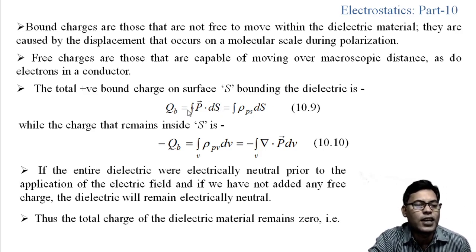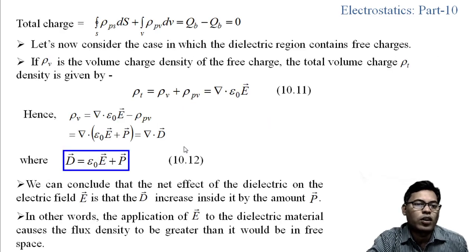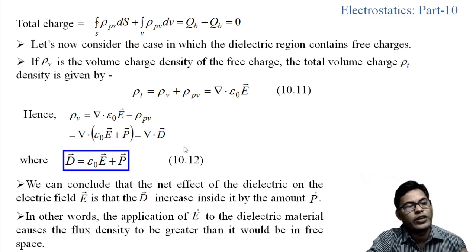So here you can see that Qb is the surface integral of rho ps dS, and for the volume charge, minus Qb equals minus the volume integral of del dot P dv. So if we take the summation of equations 9 and 10, Qb minus Qb, we will get 0. That means if we do not apply the external electric field, then the total negative charge will equal the total positive charge. That is why the material will be electrically neutral.